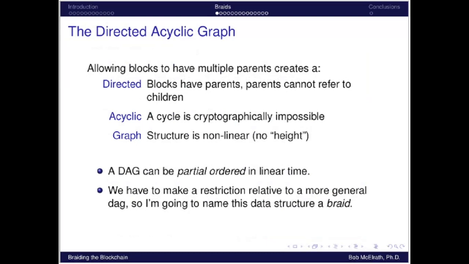So what is this thing? Directed means that blocks have parents, and the blocks refer to their parents, but parents don't refer to their children. In other words, the arrows only go one way. Acyclic meaning you can't actually draw a circle. You can't have 3 blocks which point to each other. That is cryptographically impossible. You'd have to break your hash function in order to create a cycle. And it's a graph rather than a chain. A directed acyclic graph can be partial ordered in linear time. And I'm going to show you some Python code in a little bit that actually has these algorithms. We're going to create one more restriction relative to a general DAG. And so I'm going to call this data structure a braid.